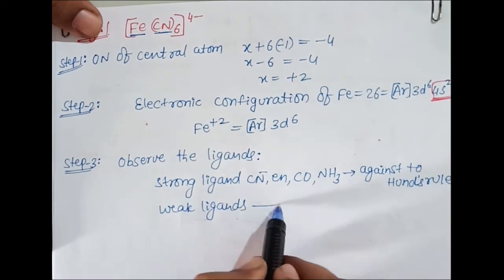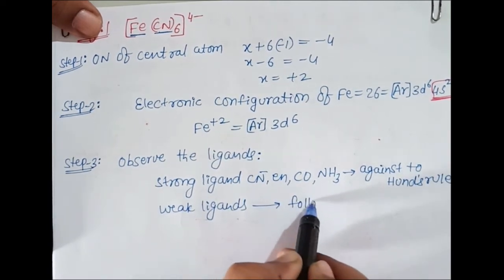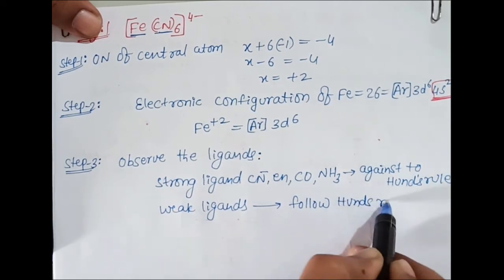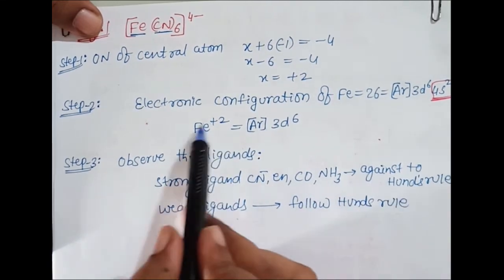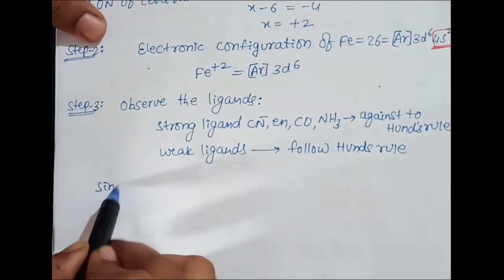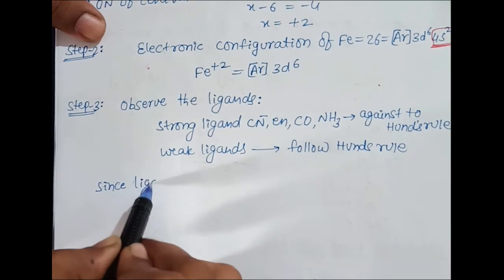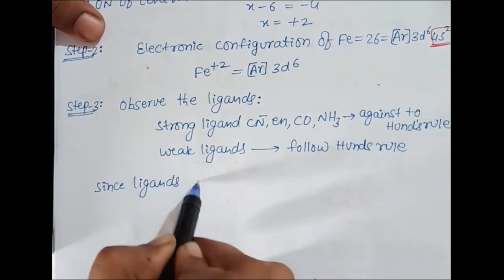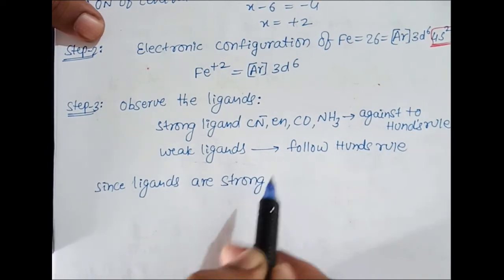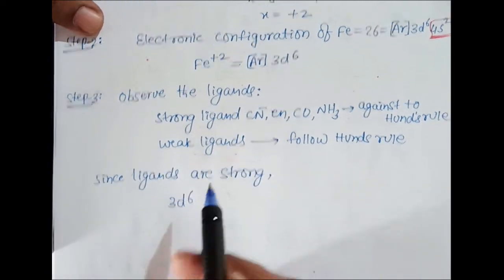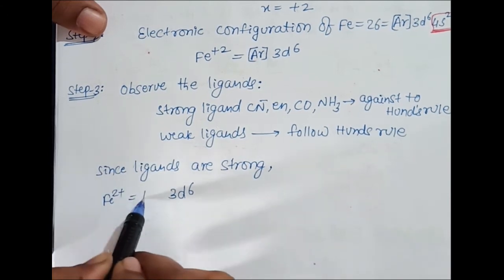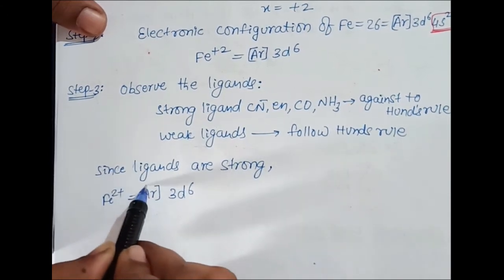except these, the remaining, then we have to follow Hund's rule, right? So for example here, the ligand is what? CN minus. So since ligands are strong, the 3d6 electronic configuration can be written like this. Fe2 plus, it is argon 3d6.